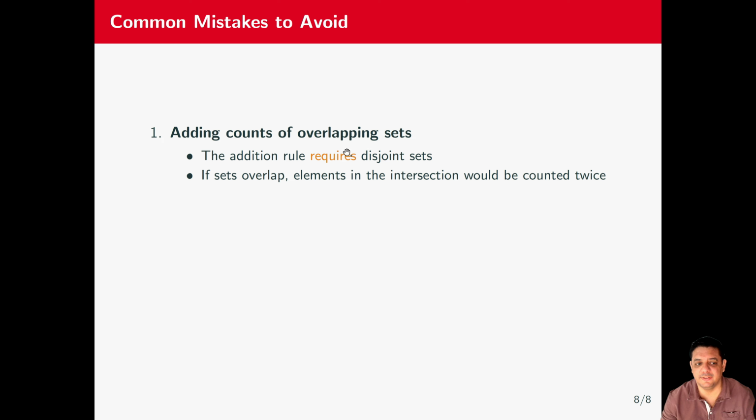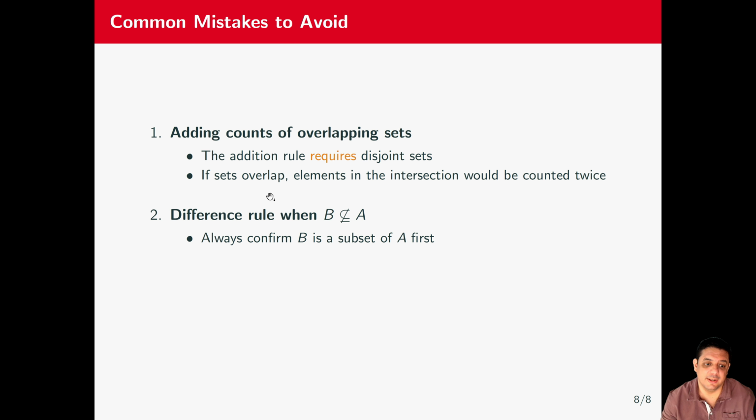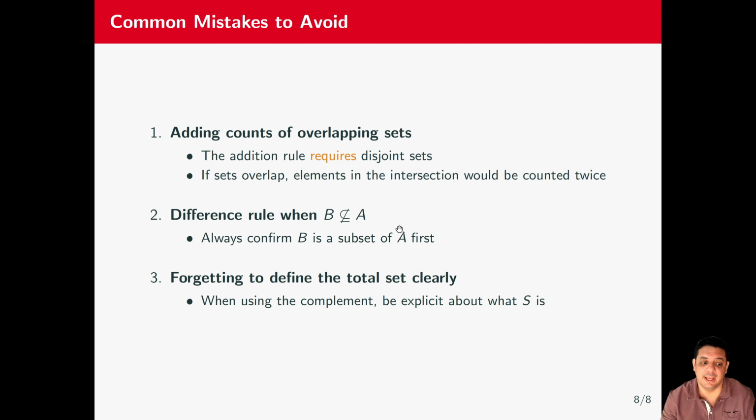Now, some common mistakes: one is that you count overlapping sets. The addition rule requires that the sets are disjoint, and if the sets overlap, then the intersection will be counted twice. You have to be careful with the difference rule if B is not a subset of A. Always confirm that B is a subset of A first, otherwise you cannot just use it. And don't forget to define the set clearly. When you're using the complement, you need to be explicit about what the sample space is.